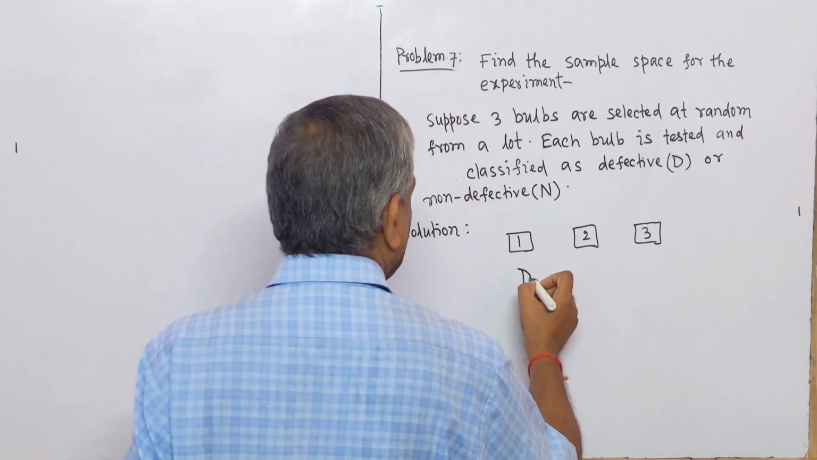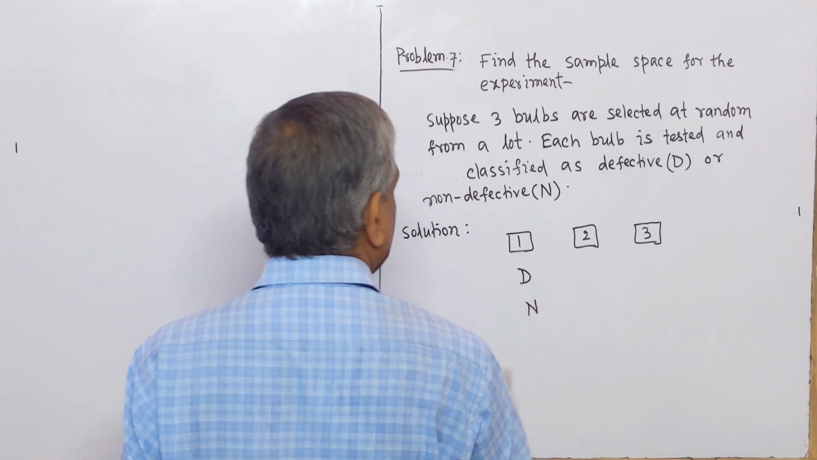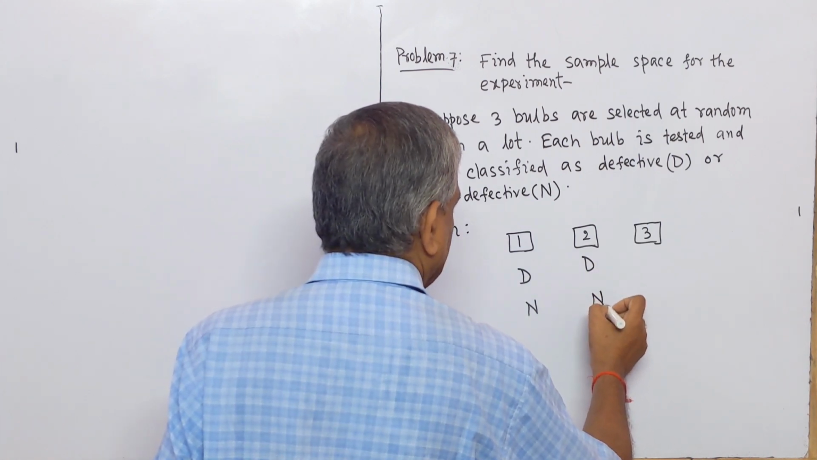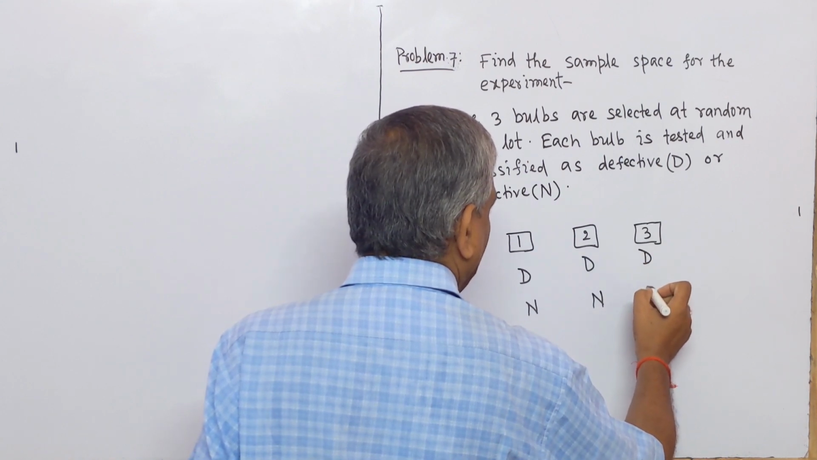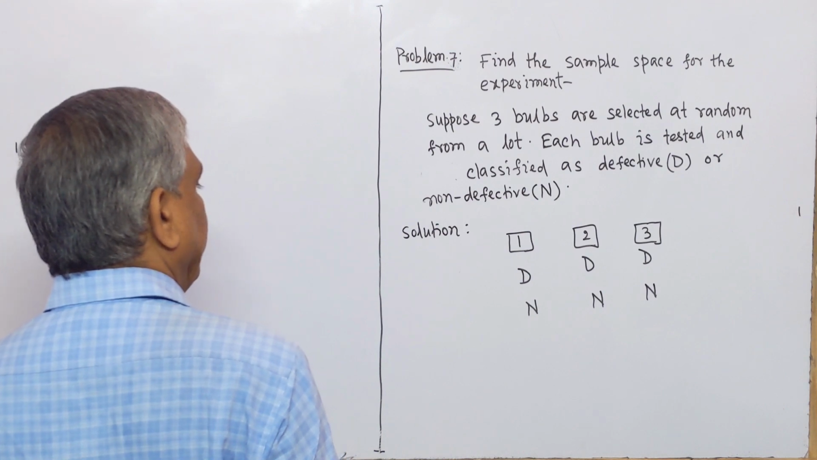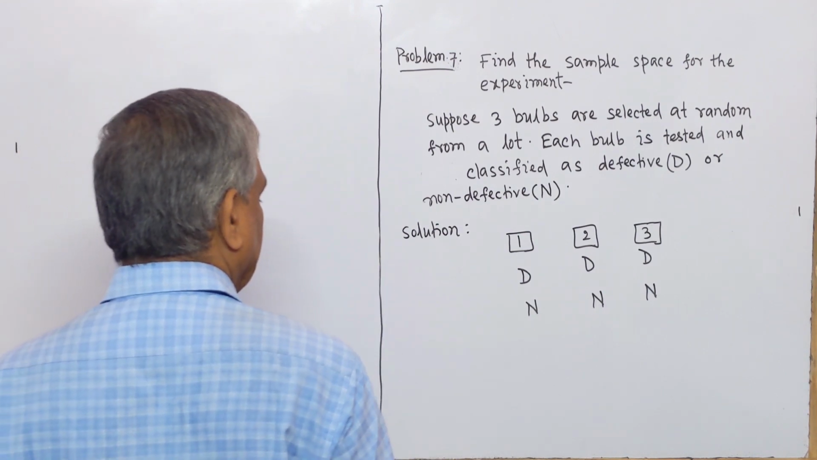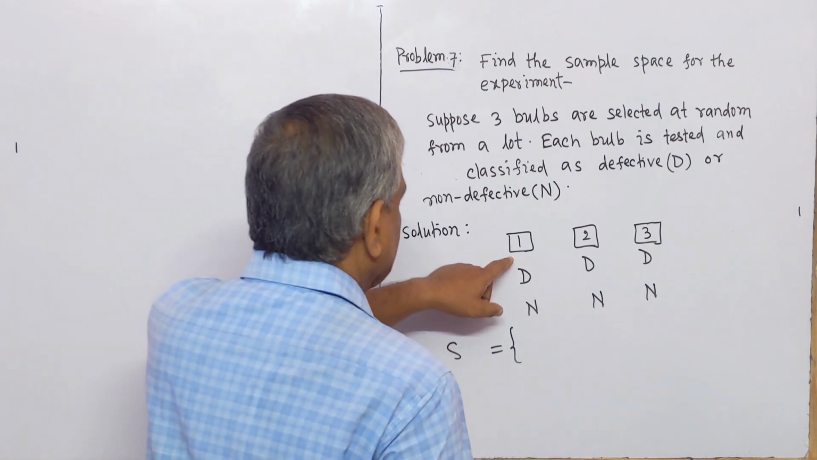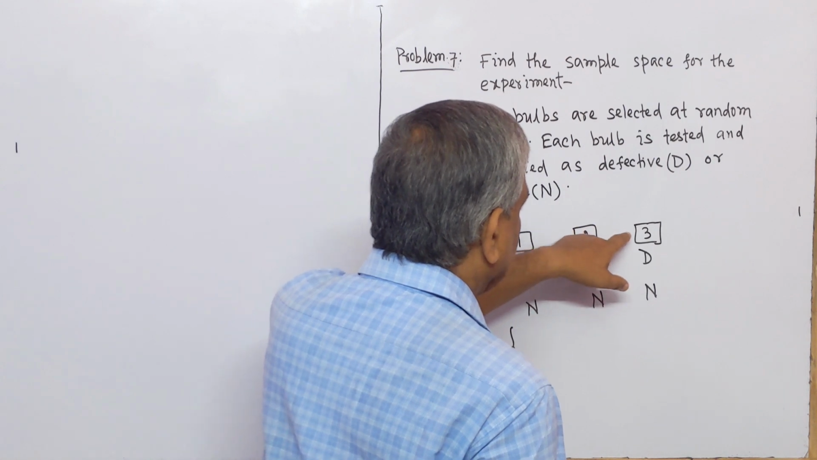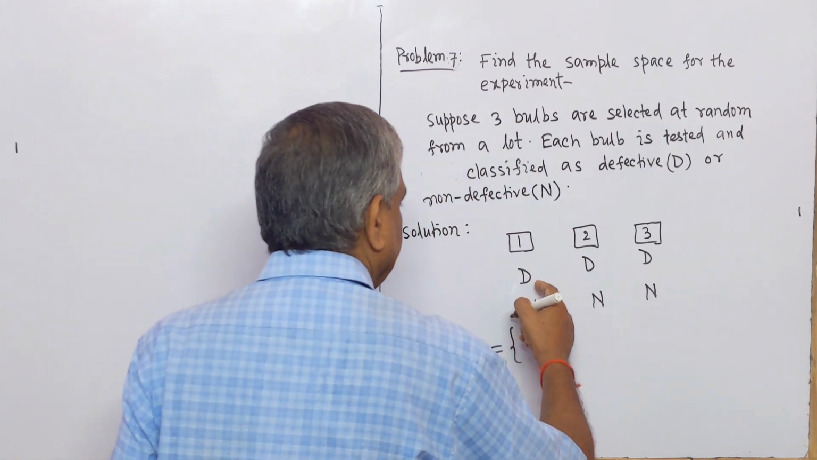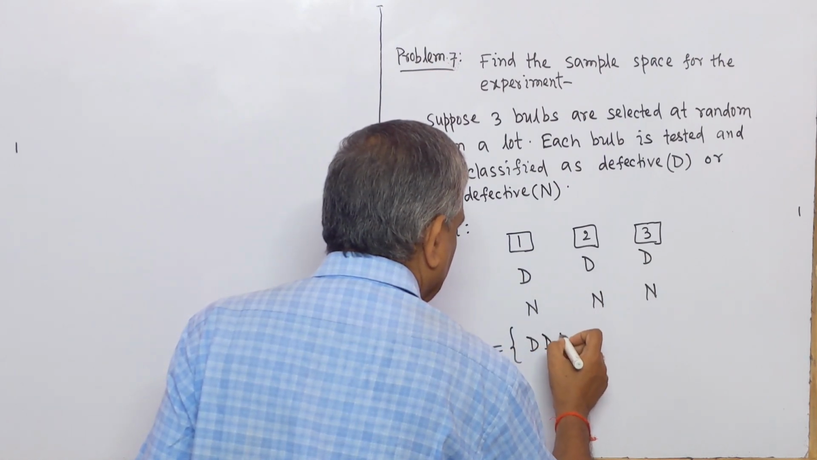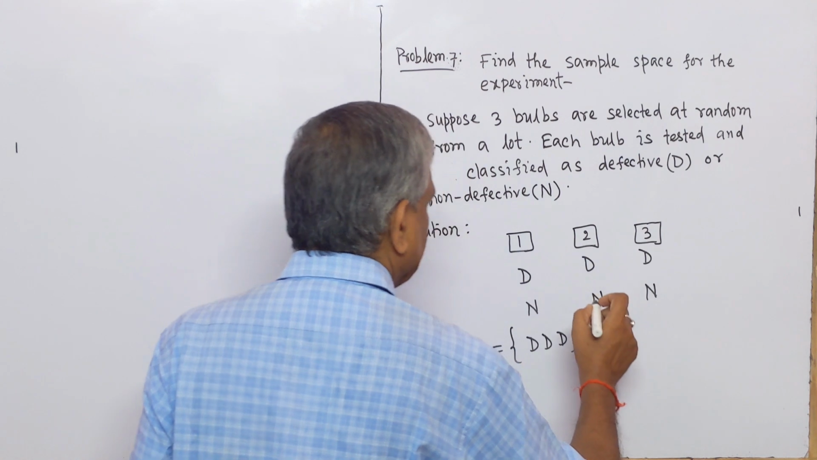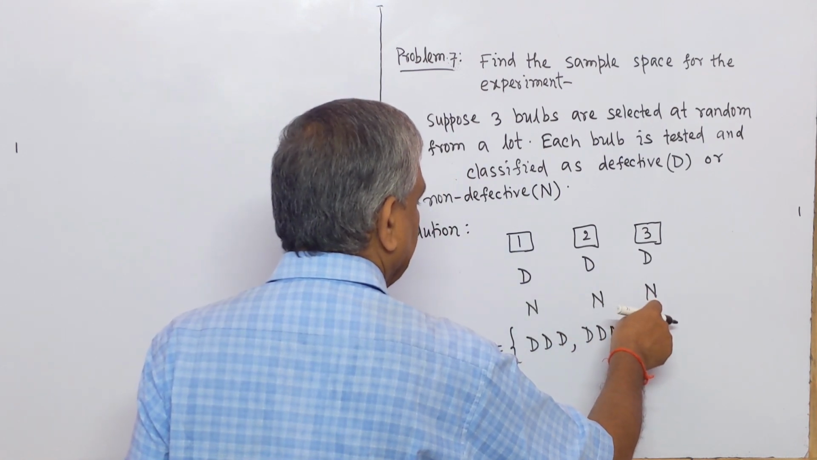First bulb may be defective, may not be defective, that is non-defective. Second bulb may be defective, may not be defective. Third bulb may be defective, may not be defective. So we have to frame a sample space S. Here first bulb may be defective, second bulb may be defective, third bulb may be defective. So we write DDD, that means 3 bulbs are defective. Then DDN, that means first 2 bulbs are defective, third is non-defective.